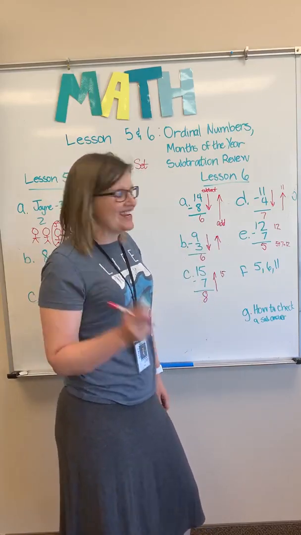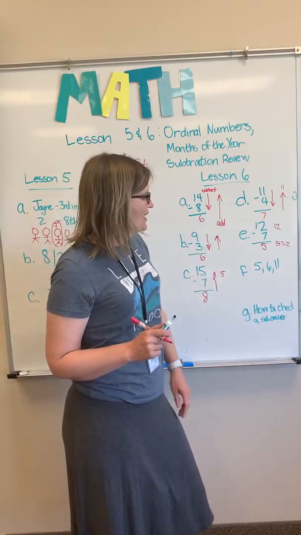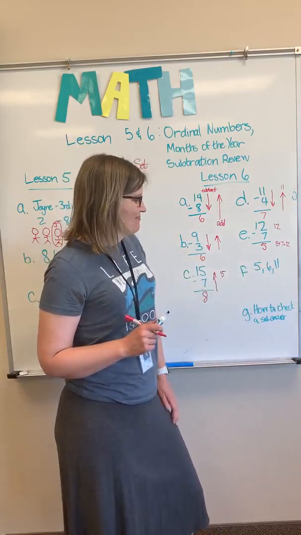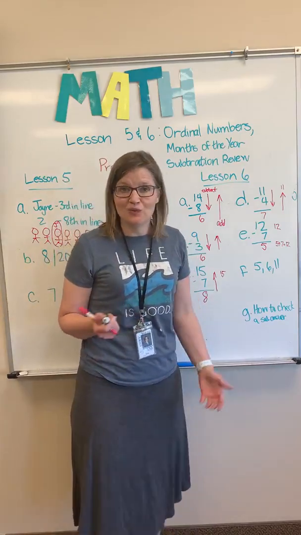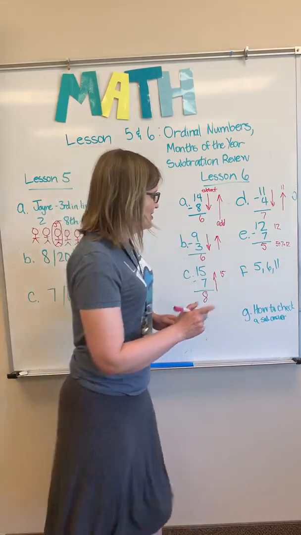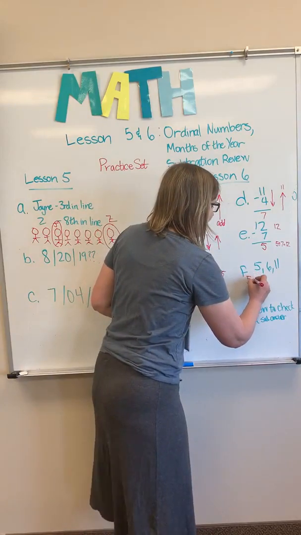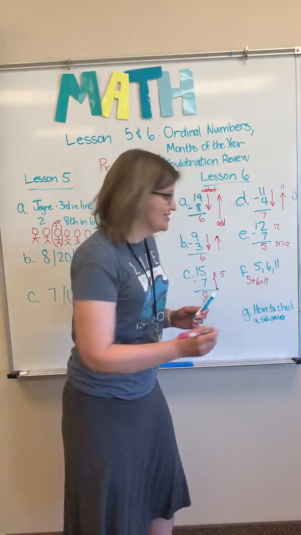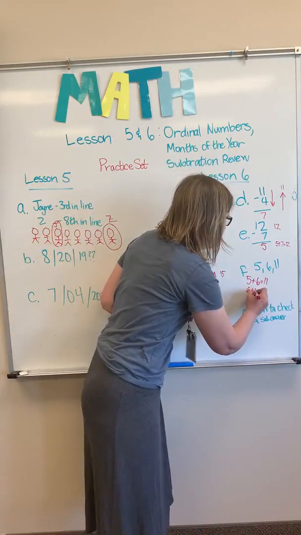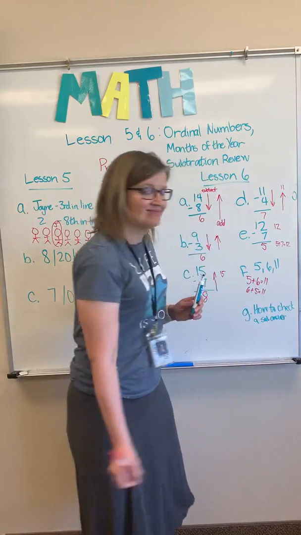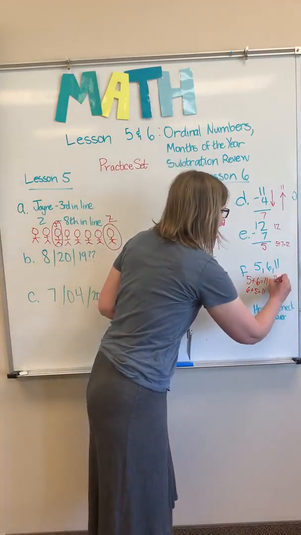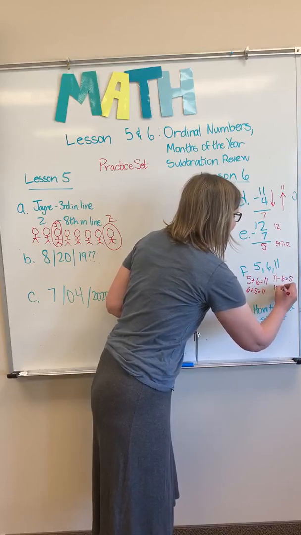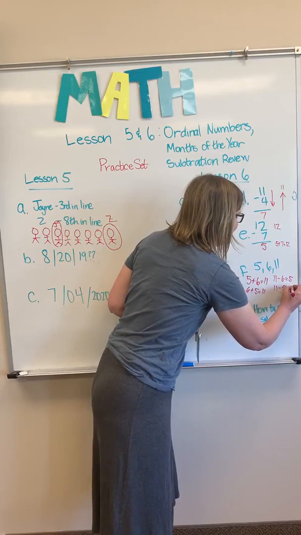Our last thing is they want us to create a fact family using the digits 5, 6, and 11. First off, I can say 5 plus 6 equals 11. I can also say 6 plus 5 equals 11. And now we say 11 minus 6 equals 5, and 11 minus 5 equals 6.